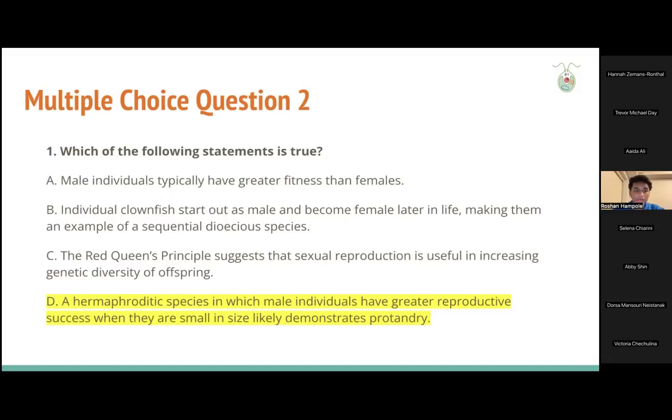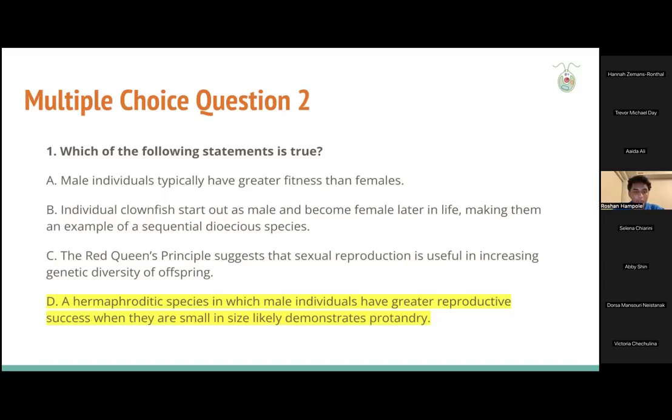The averages are equal. Next is individual clownfish start out as male and become female later in life, making them an example of sequential dioecious species. It would be correct if it said sequential monoecious species, but it says dioecious, so it's wrong. Monoecious means both male and female. Dioecious means just one of the two sexes, like humans.